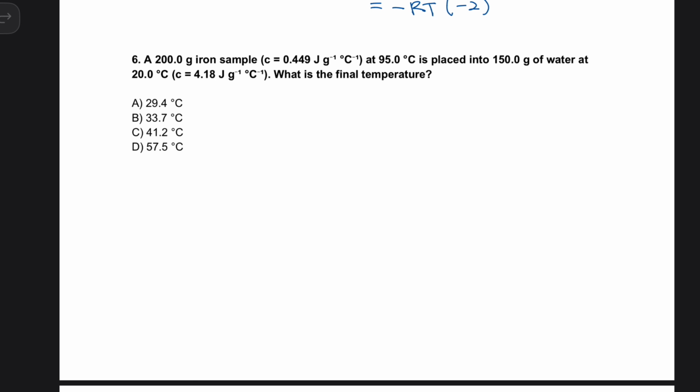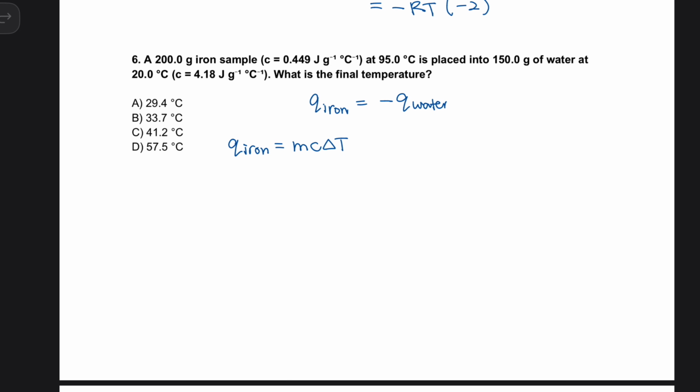So, a very important thing to know is that the Q of iron will equal the negative Q of water. And this is because whenever you have a system and a surroundings, the Q values are going to be the opposite sign of each other. So Q system equals negative Q surroundings, or in this case, we have iron and water. So what is the Q of iron? Well, we know that Q equals MC delta T.